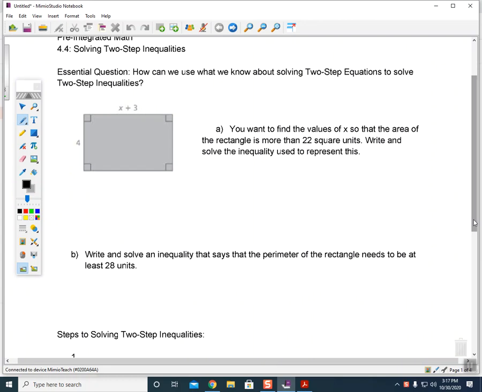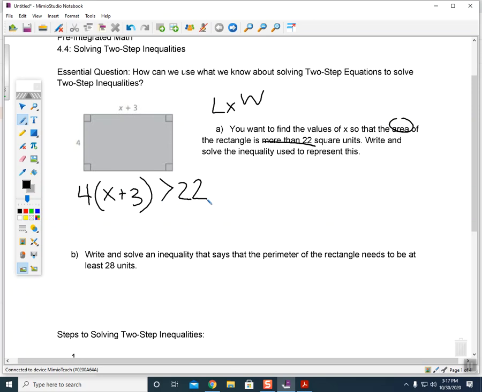So letter A says you want to find the values of x so that the area of the rectangle is more than 22 square units. So I'm looking at area. I know that I need to find area. Well, we're off to a good start. All right, area I know is length times width, right? So my length and width I'm going to have 4 times x plus 3, and it needs to be greater than 22.